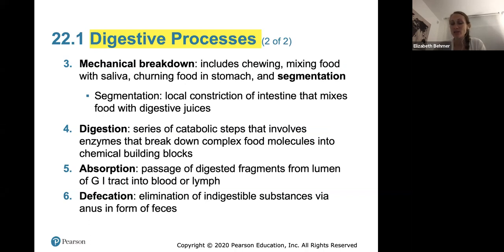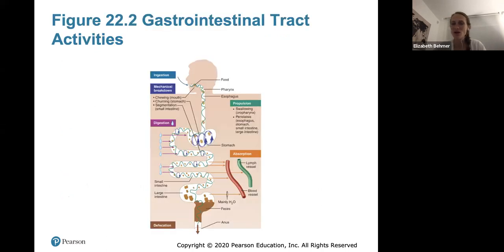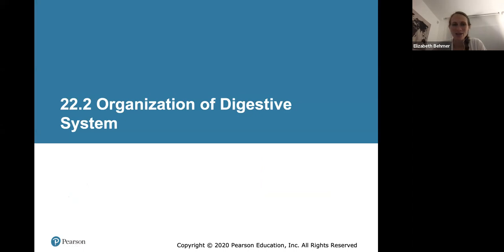Then we have absorption, which is the passage of digested fragments, anything that we need to absorb from the lumen of your GI tract, or the tube, directly into the blood capillary system. We'll talk about what that is, or lymph. And then defecation is the elimination of anything indigestible via your anus in the form of feces. So those are all the processes. And then this is just a picture describing the 6 different processes that occur in the digestive system tract.